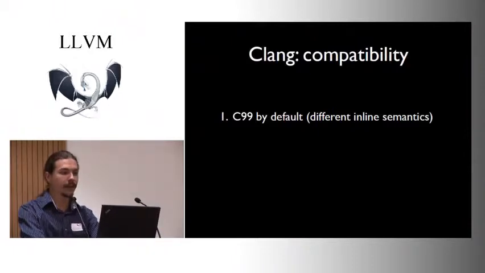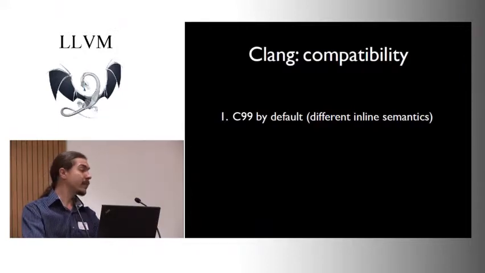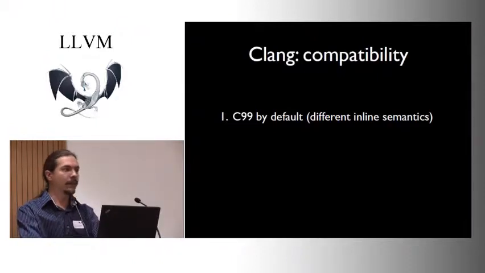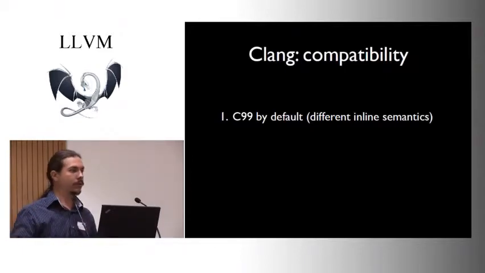First of all, Clang is C99 by default. This means that the inline semantics by default are different in Clang and GCC, because GCC by default is C89. And that means that if you are using a lot of inline functions with the old semantics, your code might be broken. You just won't see the bodies of the functions which the compiler decided not to inline.